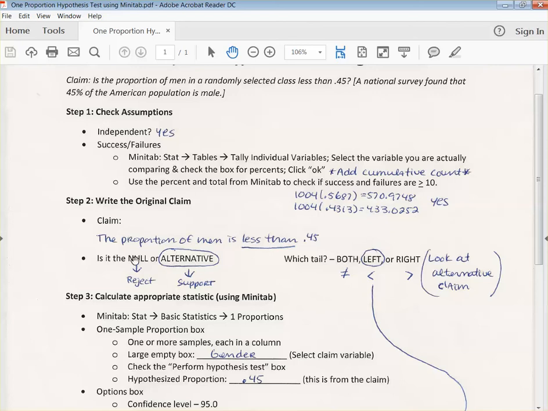Something else to remember, we will either reject or support our results once we get them. Whenever you are using the alternative as your claim, you're always going to potentially support. So reject or support all comes down to whether your claim was an alternative or a null. In this case, our claim was an alternative, so our option here is support. If our claim was the null, then we would reject. Which tail? We look at our alternative, and since our claim value is less than, we know less than is a left tail.